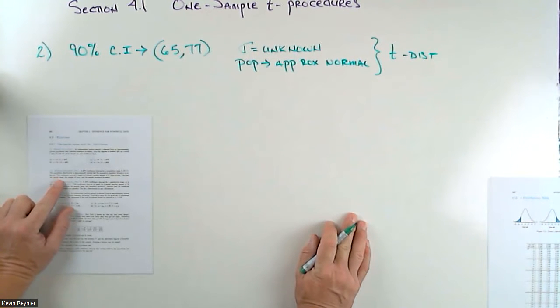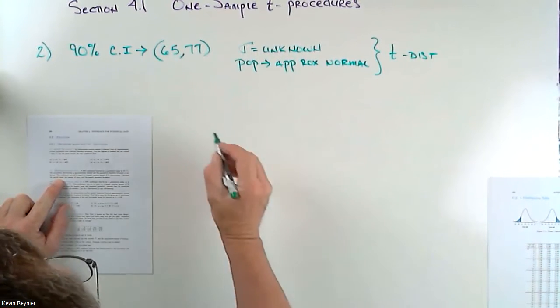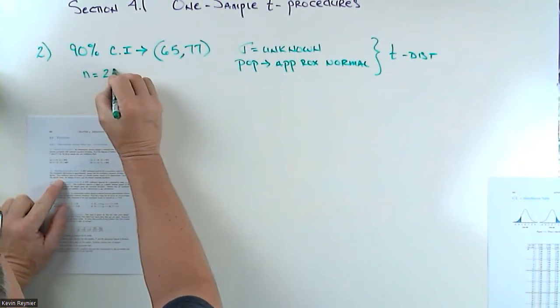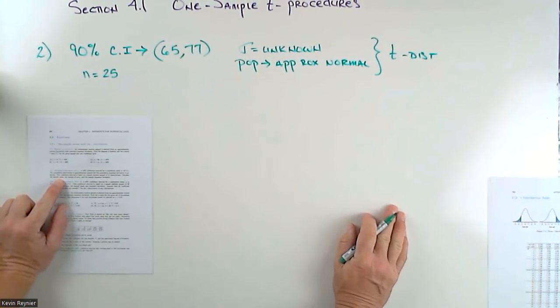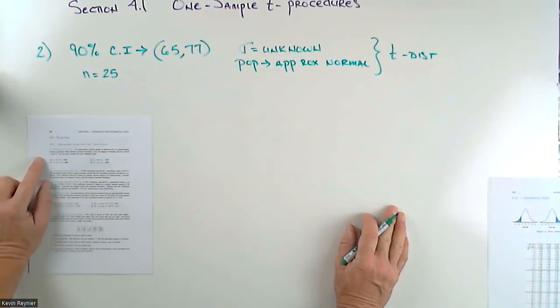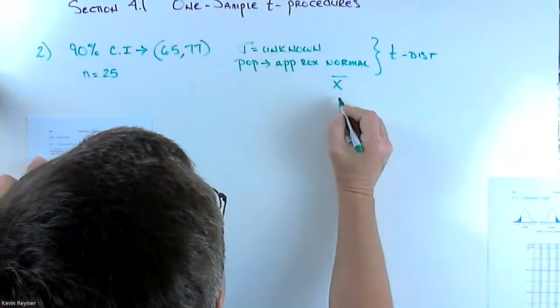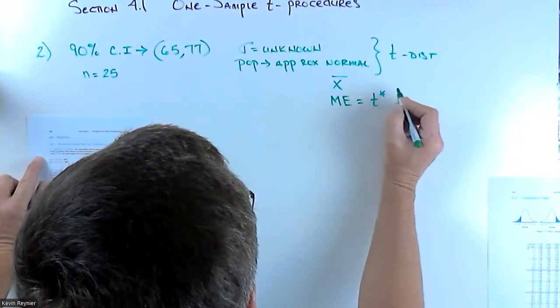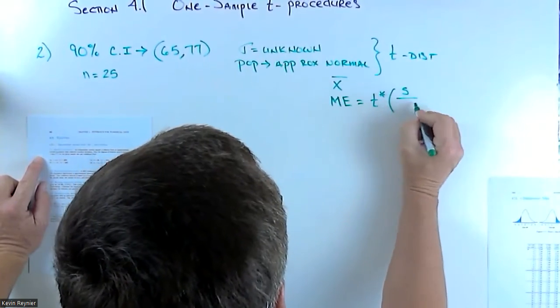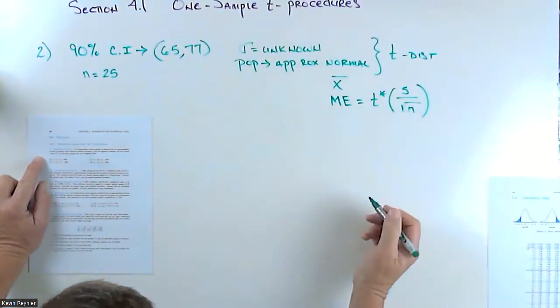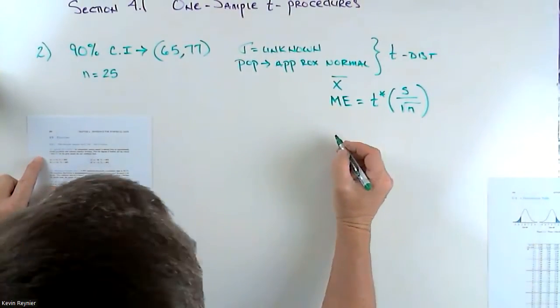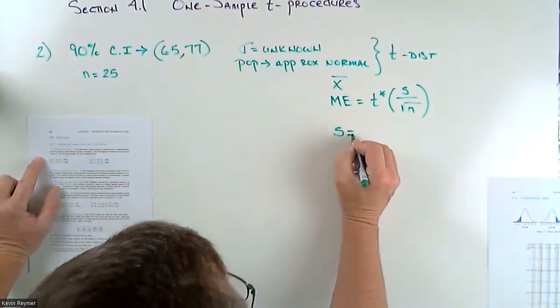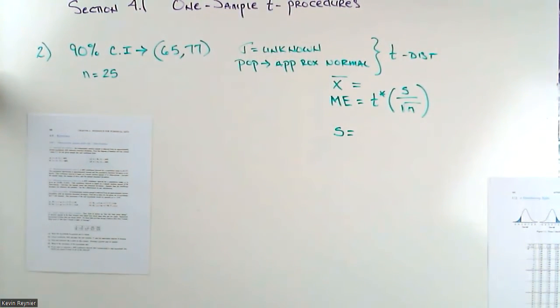It goes on and it says this confidence interval is based on a simple random sample of 25 observations. So n is 25. Calculate the sample mean, the margin of error, and the standard deviation. They want us to find the sample mean, the margin of error, which is t star times s over the square root of n, and the sample standard deviation, which is s. These are the 3 things they want us to find. Now, to find these, we're going to have to use our knowledge of how a confidence interval works.